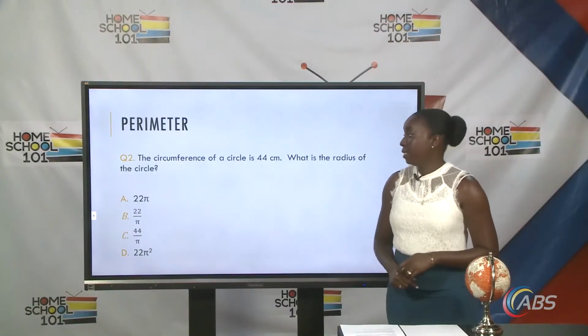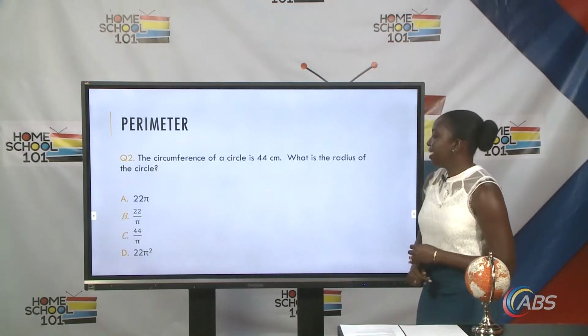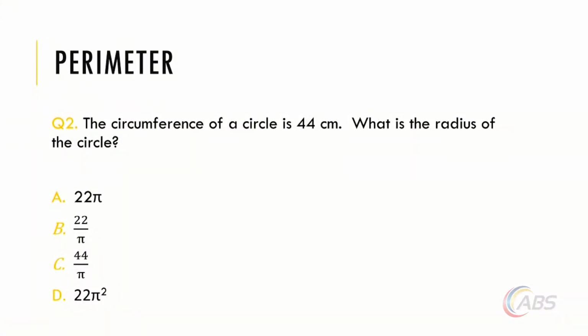Question 2. The circumference of a circle is 44 centimeters. What is the radius of the circle? Now this question would have been perfect if they had asked us to find the circumference. However, they did not ask us to find the circumference. We were given the circumference, and so we have to use that information in order to find the radius of the circle. So let's start with the circumference of a circle formula.